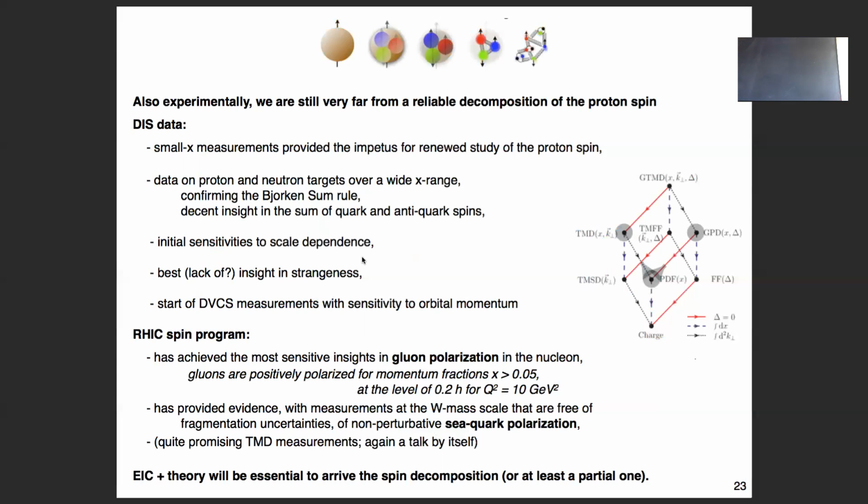So it's time to give up any constraints of that form. And there are quite promising TMD measurements that are taught by themselves. There's also the forward upgrade again taught by itself. And at EIC, theory, as well as experimental capability and accelerator capability, are essential to arrive at a spin decomposition, or at least a partial one. And that's it. Thank you.